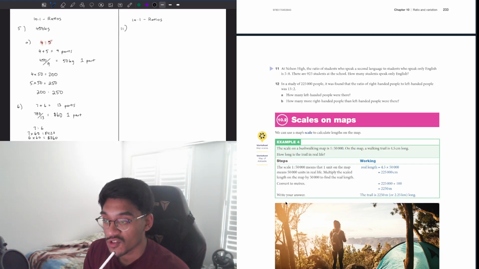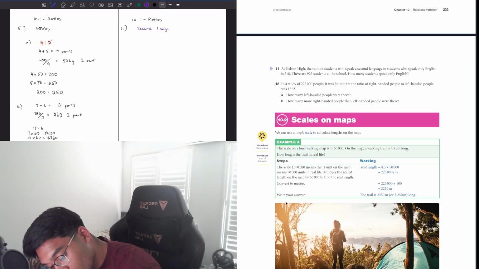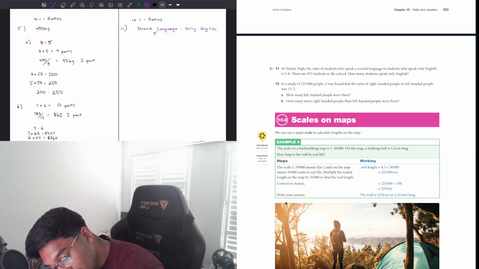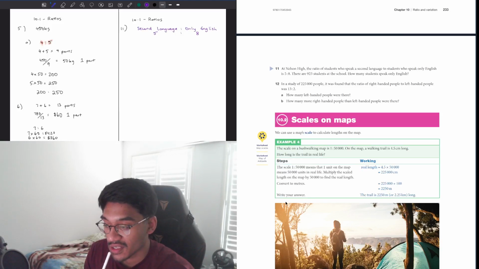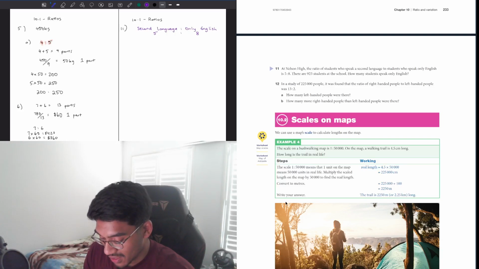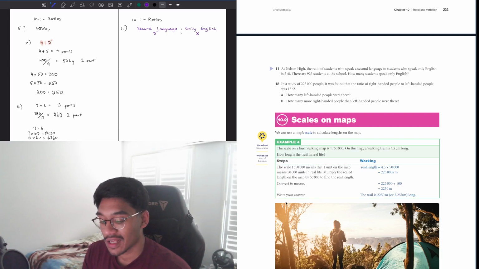So the ratio of students who speak a second language to students who only speak English is 5 to 8. So I'll rewrite that. Second language to only English. That's the ratio we're looking at. Now we know that it's 5 to 8. We also know there are 923 total students. And we want to know how many students only speak English. So we do the same thing that we've done in the past.